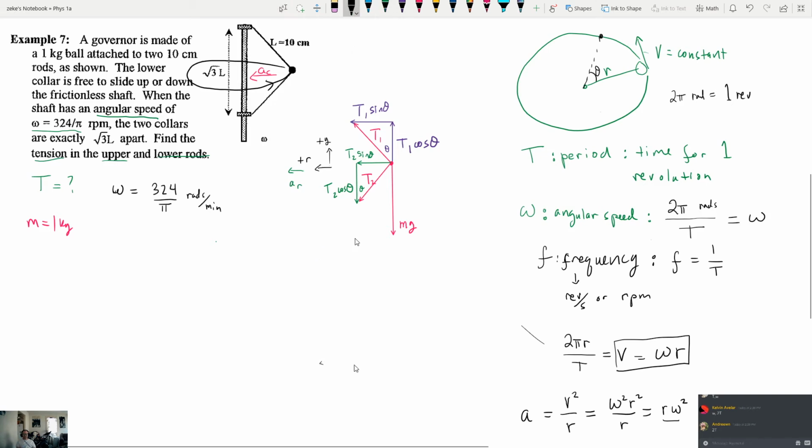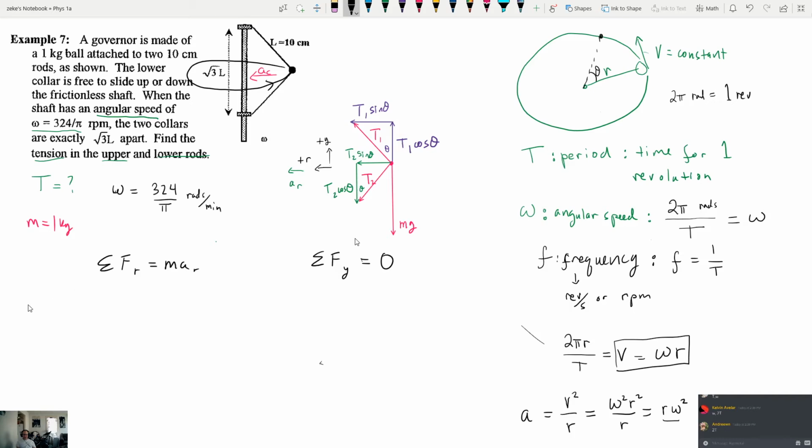And now we can use our equations, which say that net force acting in the radial direction should be equal to mass times acceleration in the radial direction, and then net force in the y direction, I'm going to say, is equal to mass times acceleration in the y direction. Up and down is y. We're going to assume the bead maintains a constant elevation. So we're going to say this is equal to 0.